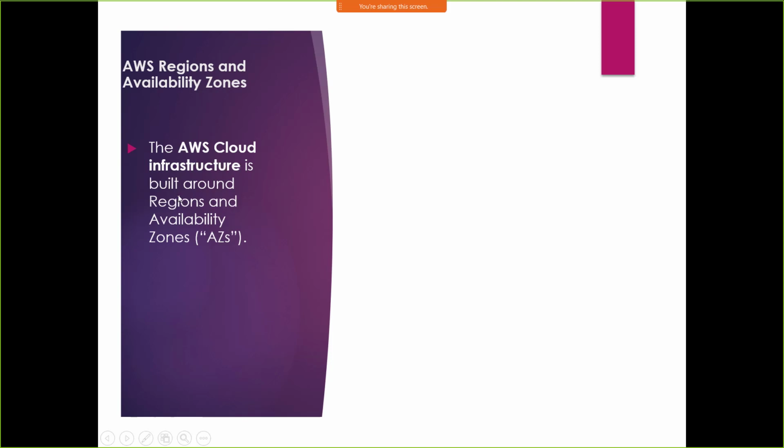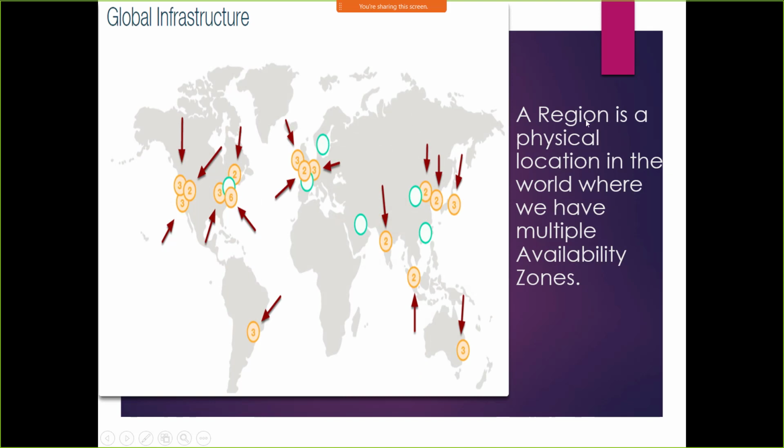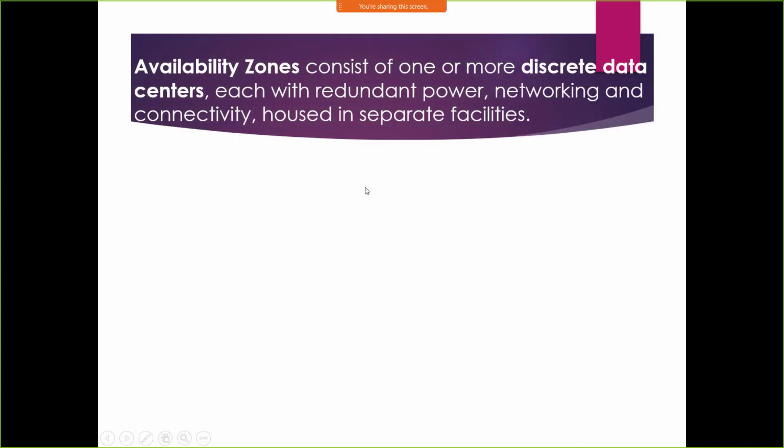AWS cloud infrastructure is built around regions and availability zones, and this is how the infrastructure looks like across the globe. So there are those regions there, and then lots of availability zones there. A region is a physical location in the world where we have multiple availability zones. So again, we're going to be working in availability zones. We're going to be creating machines in availability zones, but right now we're just understanding the infrastructure.